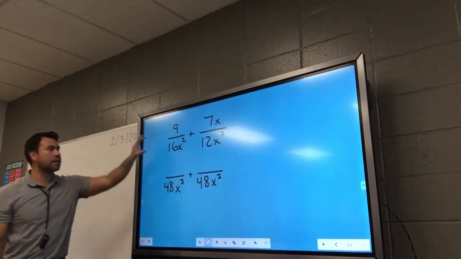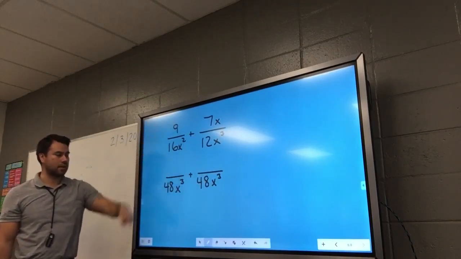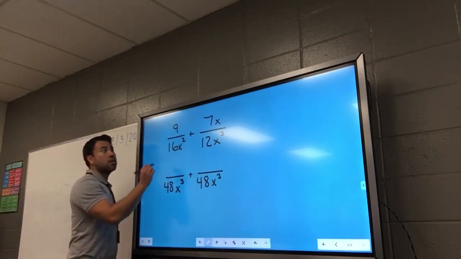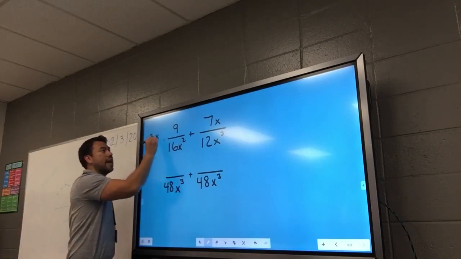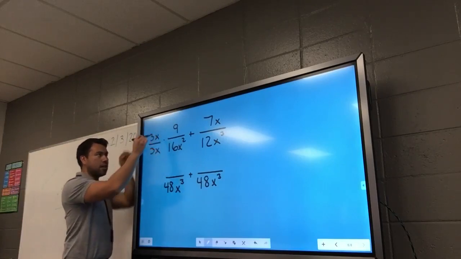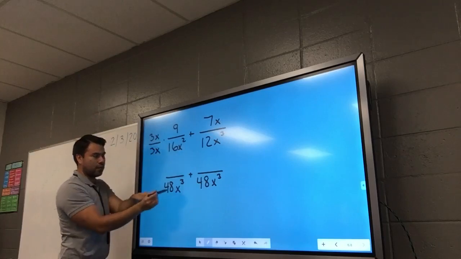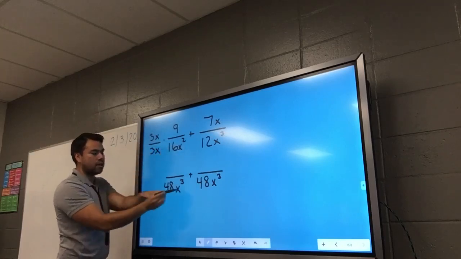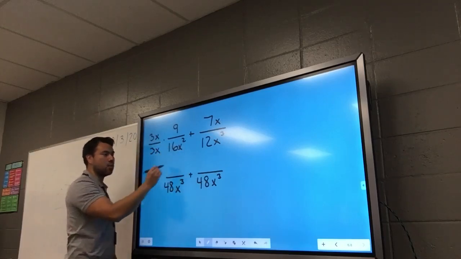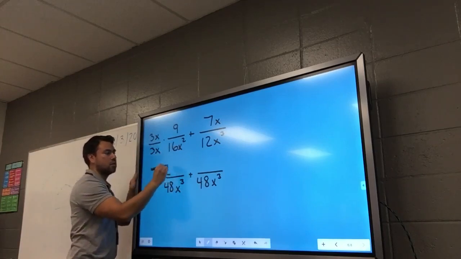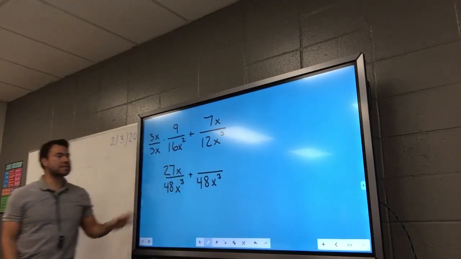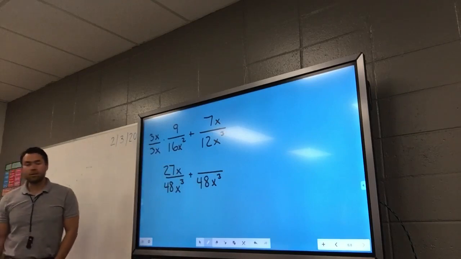What did I multiply the first fraction by to get that denominator? 3. Yes, 3x over 3x. So the number part was 3, for 48, and x times x squared is x cubed, so it's 3x. What do I get in the numerator? 27x. That's my new fraction I'm dealing with.